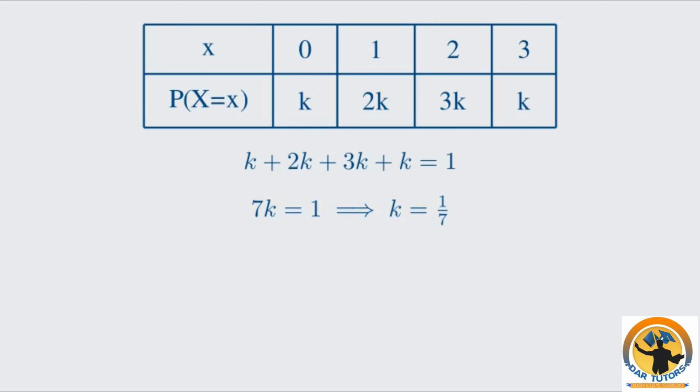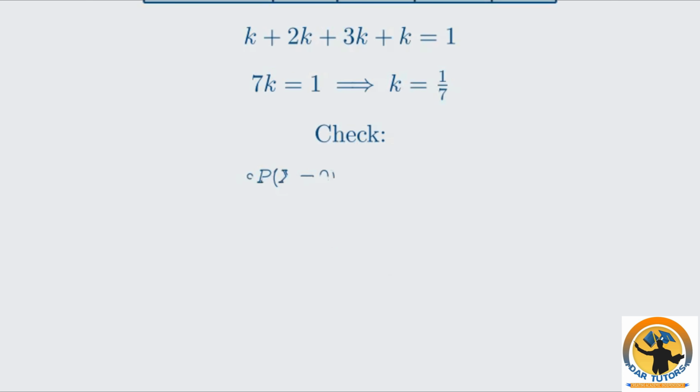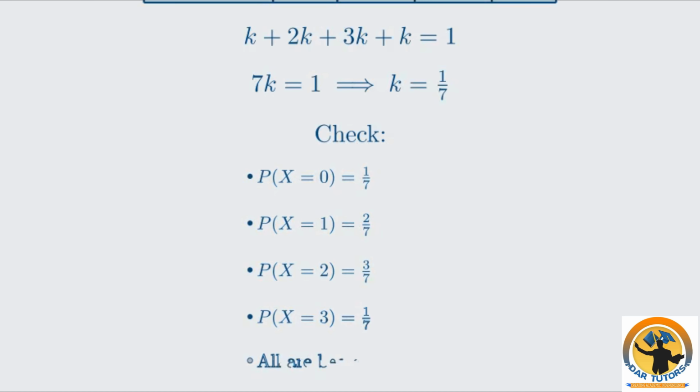Let's check the first property. 0 is less than or equal to p sub i, which is less than or equal to 1. The probabilities are 1/7, 2/7, 3/7, and 1/7. All of these are between 0 and 1, so the distribution is valid.